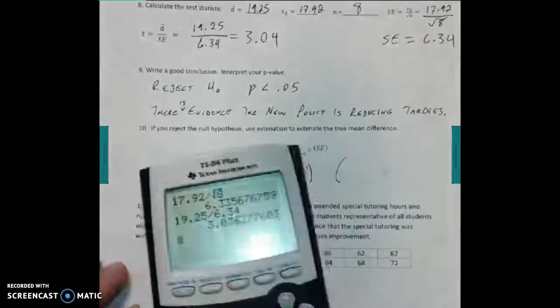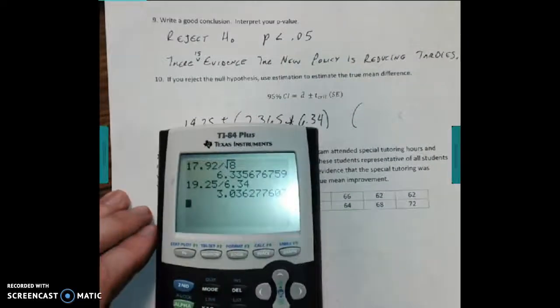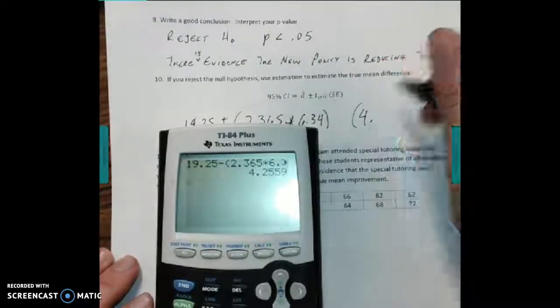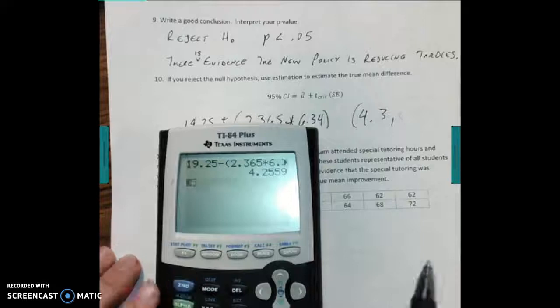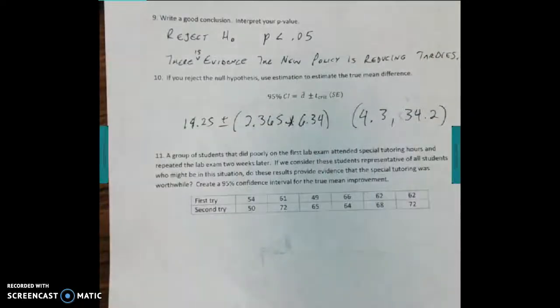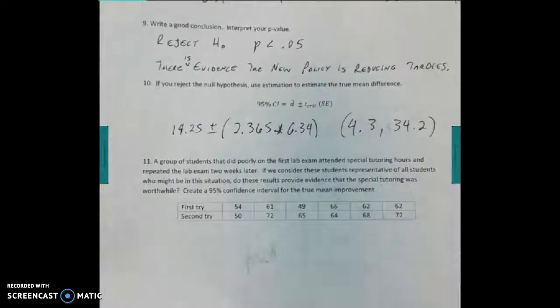So my confidence interval then, 19.25 minus 2.365 times 6.34, which is 4.3 essentially, and change it to a plus, and 34.2. So how many tardies is it reducing it by? Somewhere between 4 and 34 tardies per class period essentially, which is not insignificant. We show that to be significant.